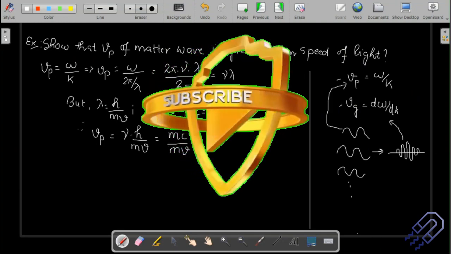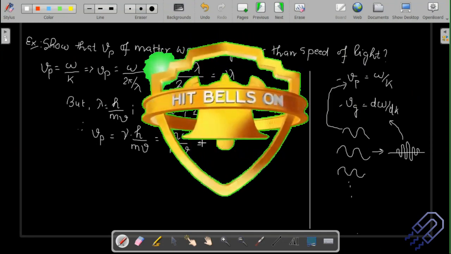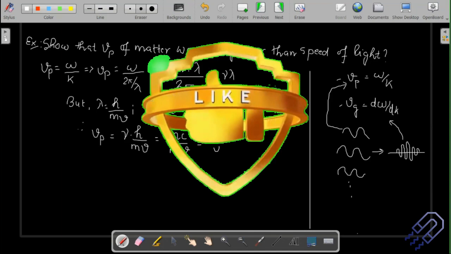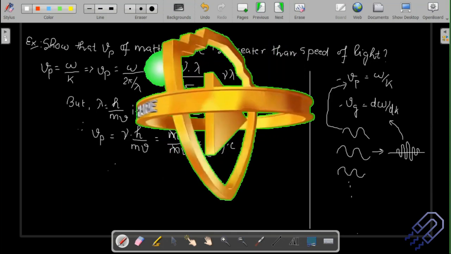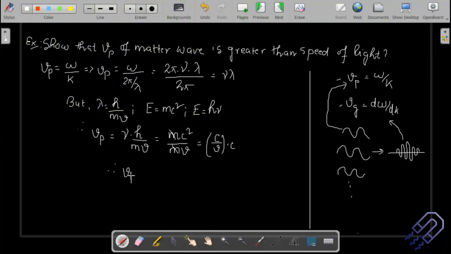And this is c square by v, so I can write it as c divided by v into c. So that means phase velocity, if we break up the relation, we can write it as c divided by v into c. Okay, so this is actually a numerical problem, you can say, and the question would be, show that the phase velocity of matter wave is greater than the speed of light, and marks may be around 2 marks for this. Because this is a very short derivation.